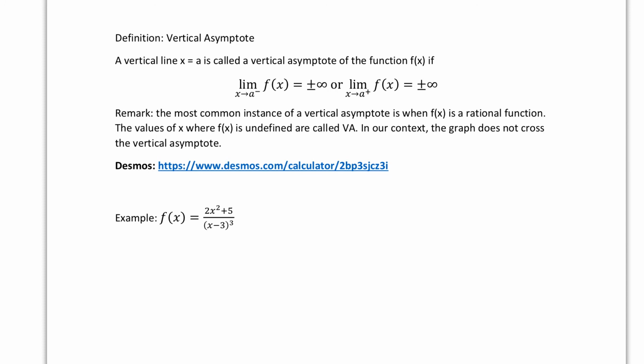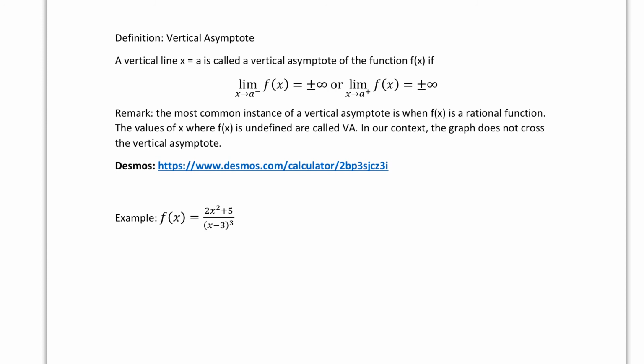So one of the reasons you couldn't give the definition for this in pre-cal was you'd never seen a limit. But now that you've seen a limit, you know that the vertical asymptote is actually a limit. It's when you get a positive or negative infinity from a limit. Now the most common instance for a vertical asymptote is when f of x is a rational function.